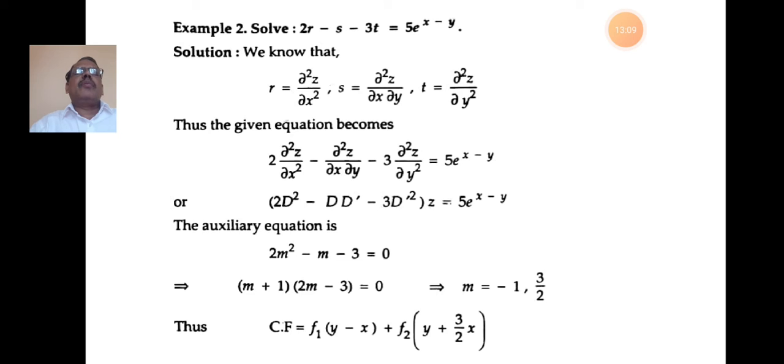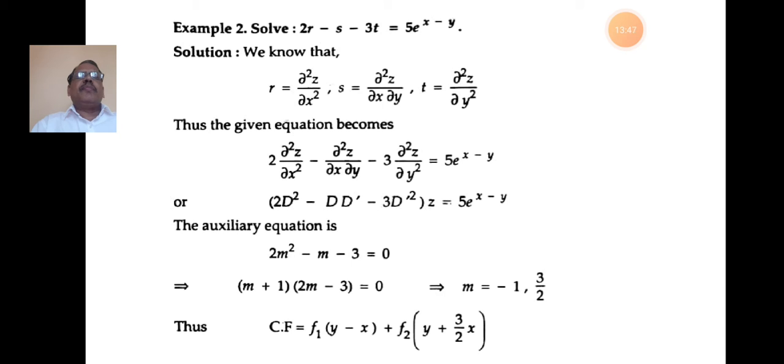Take the second problem. 2r minus s minus 3t is equal to 5 into e to the power of x minus 5. You observe that the value of r is del square z by del x square, the value of s is del square z by del x del y, and the value of t is del square z by del y square. Thus the given equation becomes (2D square minus DD' minus 3D' whole square) z is equal to 5 into e to the power of x minus 5.